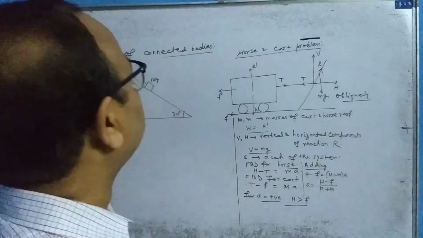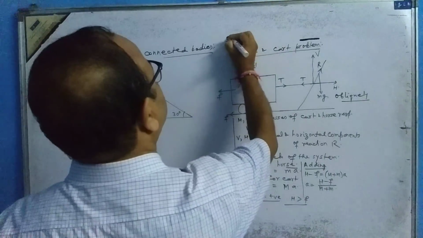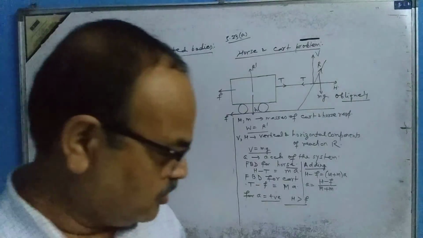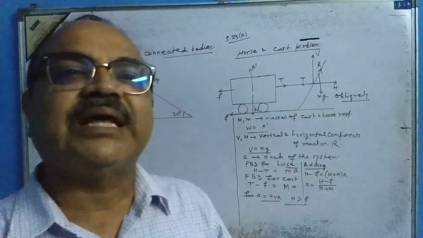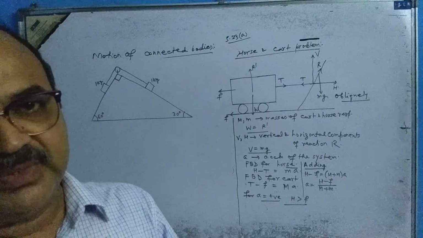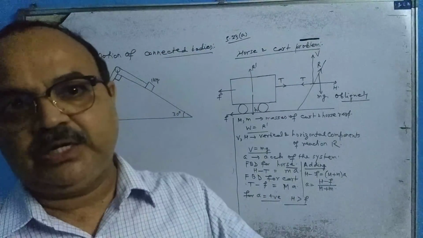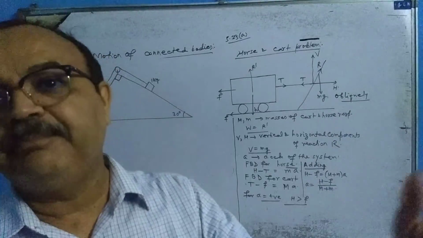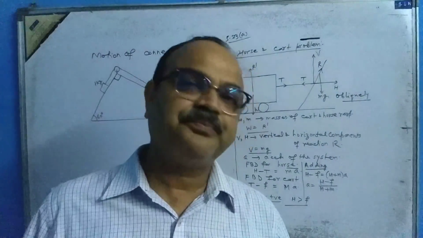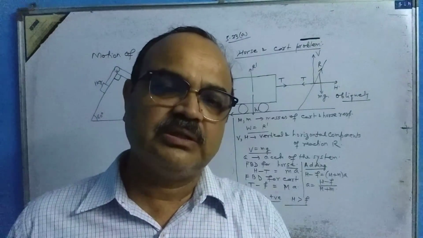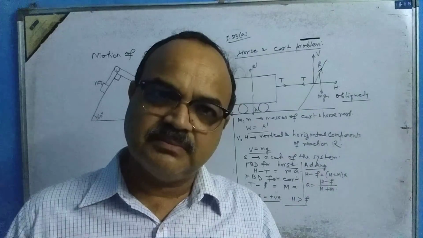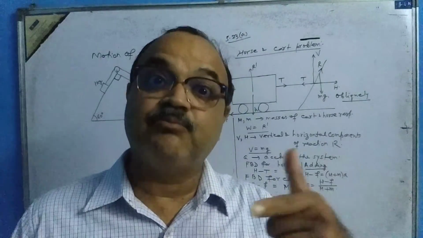It is question number 5.23 A part. The question is, a horse cannot pull a cart and run in the empty space. What is the meaning of empty space? Empty space means vacuum. A horse will not pull the cart in the empty space. It cannot run and pull the cart.